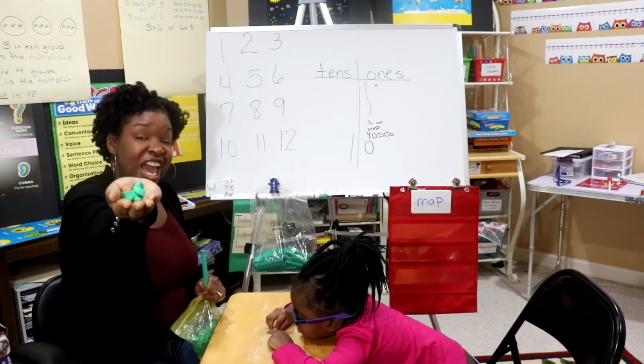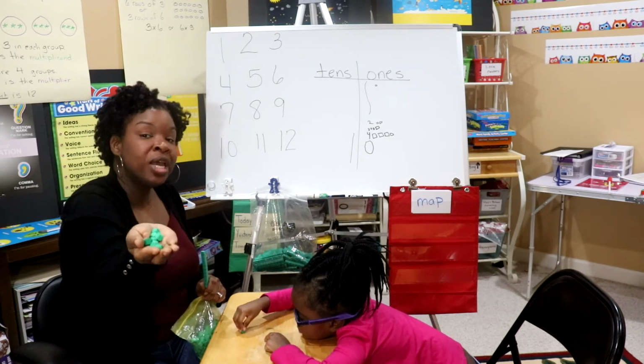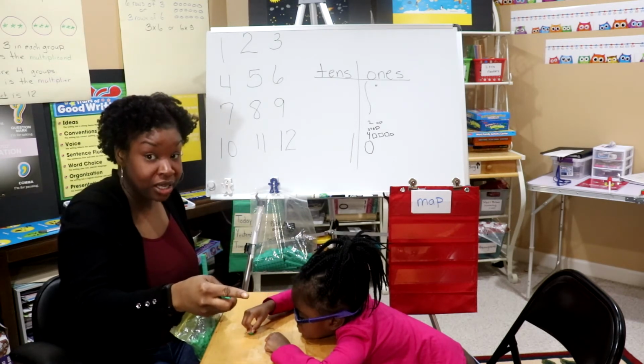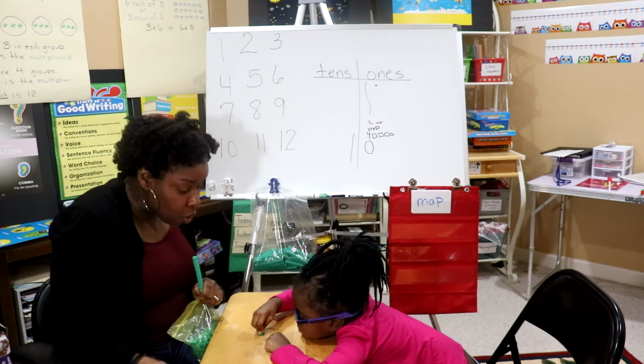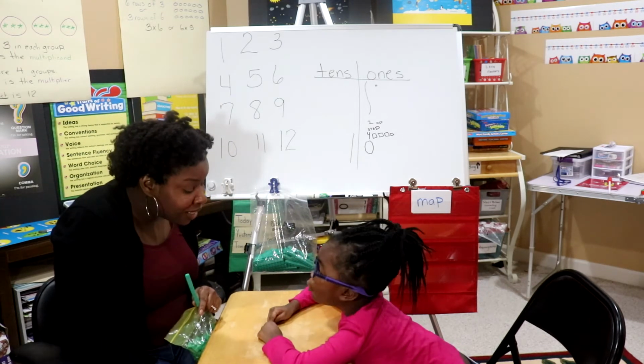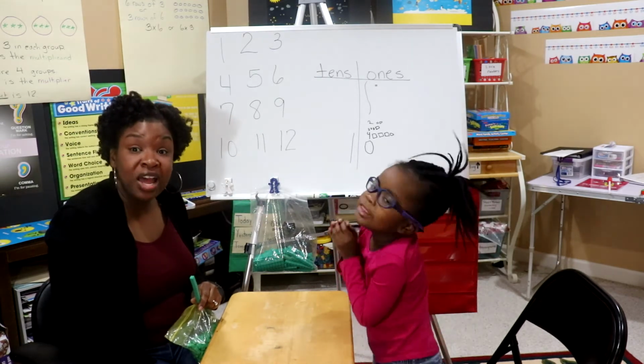Now, since she gave me 10 ones, how many ones does she have? We started off with 11 ones. She gave me 10. So how many ones do you have left in your hand? How many? 1. She has 1 left in her hand.